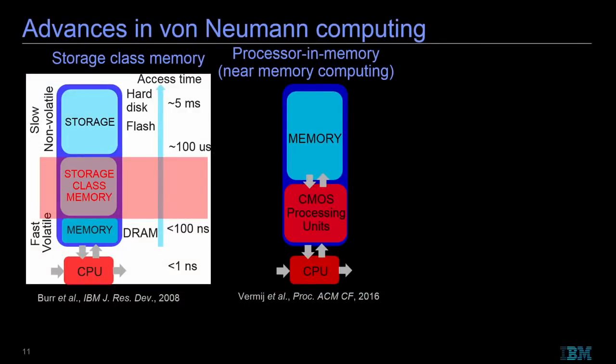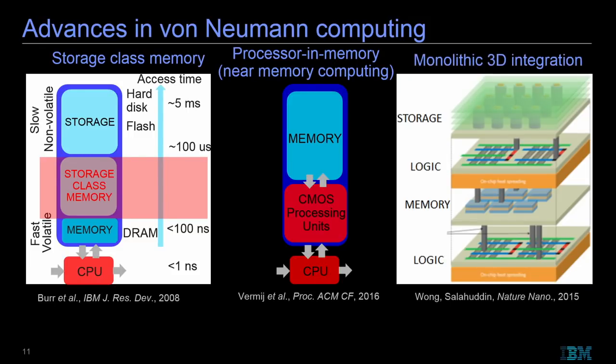Then, of course, there are ideas such as processor in memory. I think Andy was alluding to that, right? So there is this idea of bringing your processing units very close to the memory system, probably even in the memory chip, so that you can accelerate some workloads. So that's what you call processor in memory, or in-memory computing, or near memory computing.